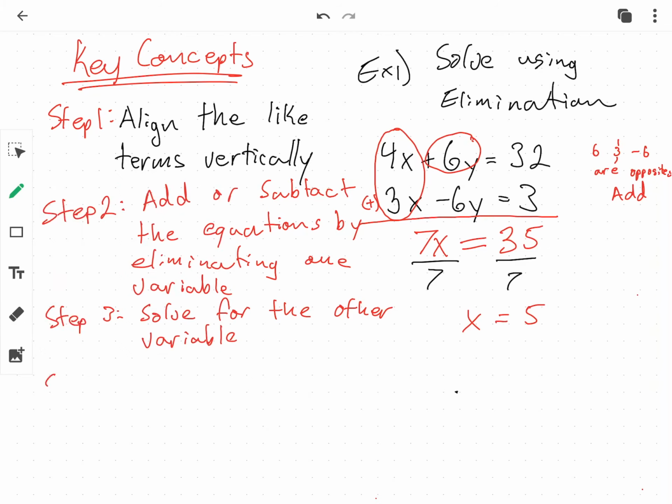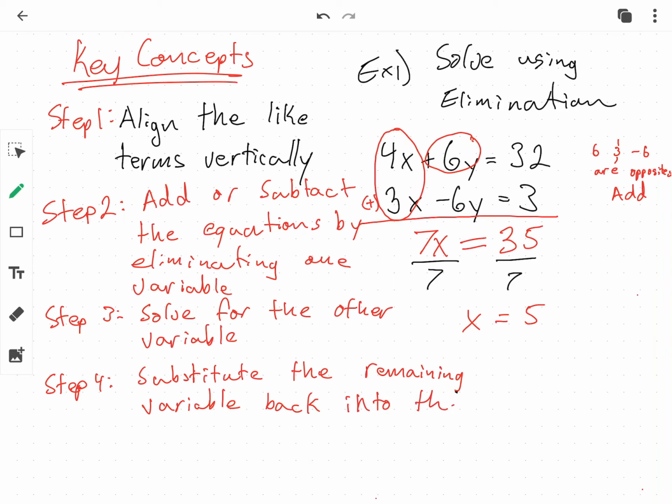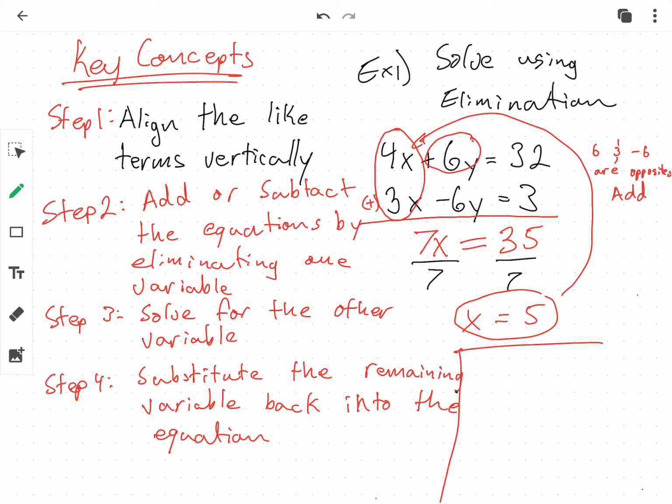So then the fourth step, step 4, we substitute the remaining variable back into the equation. So in this case, we substitute x back into the equation, and it does not matter which equation we substitute it back into. I will substitute it back into the first one.